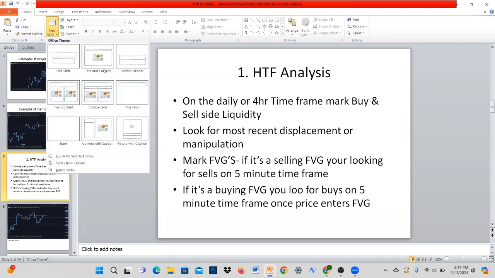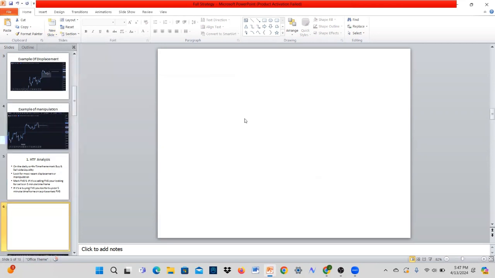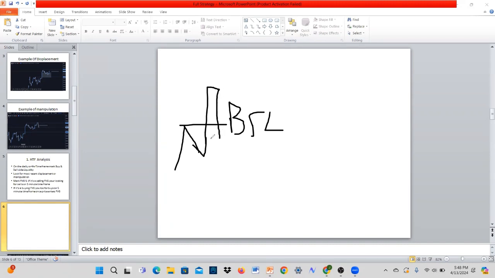Let's see. So let's say we get something like this. Let me change the color. All right. So this is a buying example. Let's say we have liquidity here. So I'll put buy side liquidity, BSL. Excuse the handwriting. My handwriting is kind of terrible. So BSL, buy side liquidity. I'm waiting to see if the market is going to displace or manipulate at this liquidity. So let's say the market displaces.